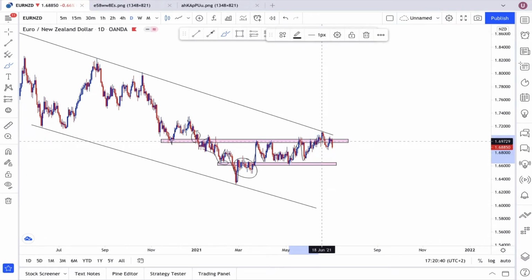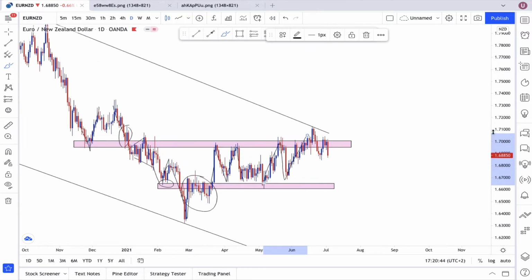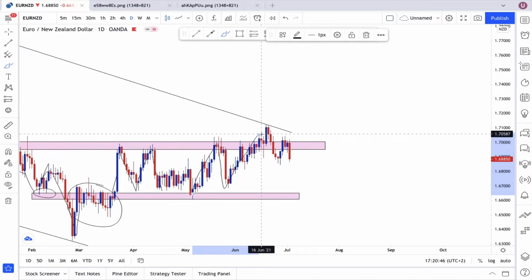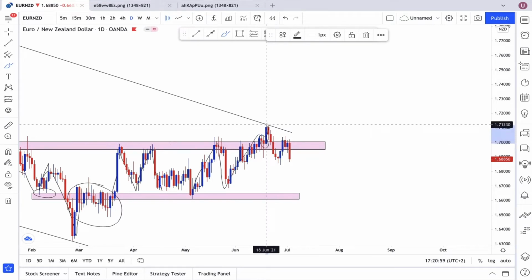And then what happened here, if you look closely, we broke out, and then we had a correction. As you can see with those two candlesticks, we had a correction, or a bullish flag, and then we broke out fully. But now we've come back down and we're underneath resistance again, which means we should be looking to go to the downside.